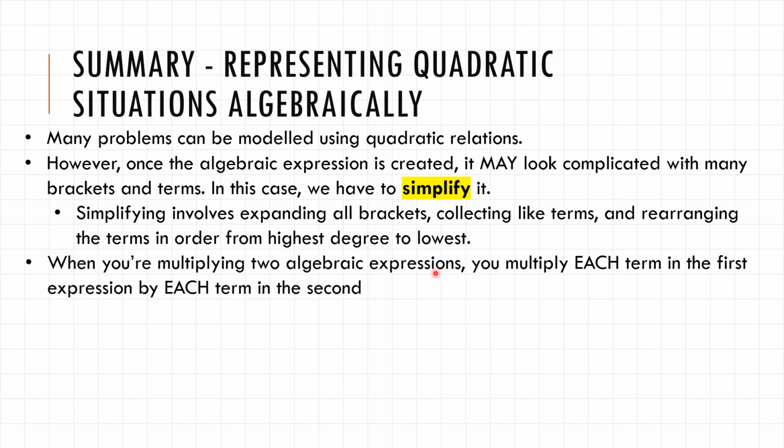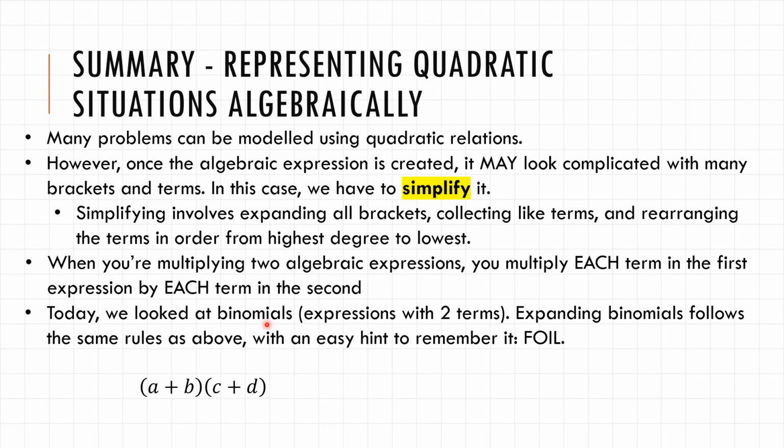So, for example, when you're multiplying two algebraic expressions, how do you do that? You multiply each term in the first expression by each term in the second. If there are only two terms in each, that's what we call a binomial. And today we only looked at binomials, expressions that have only two terms in them. To expand binomials, it follows that exact same rule. You multiply every term in here by every term in here, and then you add that all together.